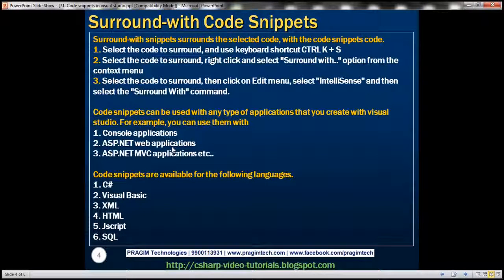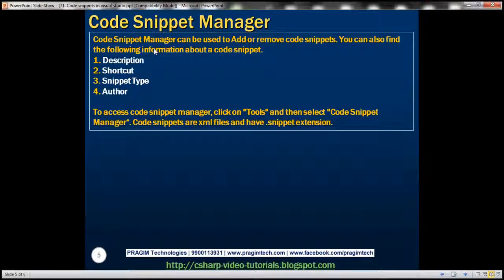So code snippets can be used with any type of application that we can create with Visual Studio, not just with one specific type of application. And these code snippets are available for different languages. For C#, we have seen it, for HTML, similarly for Visual Basic, Java, JavaScript, SQL, etc. And to arrive at this list, we can basically use snippet manager. So this code snippet manager can also be used to add or remove code snippets.